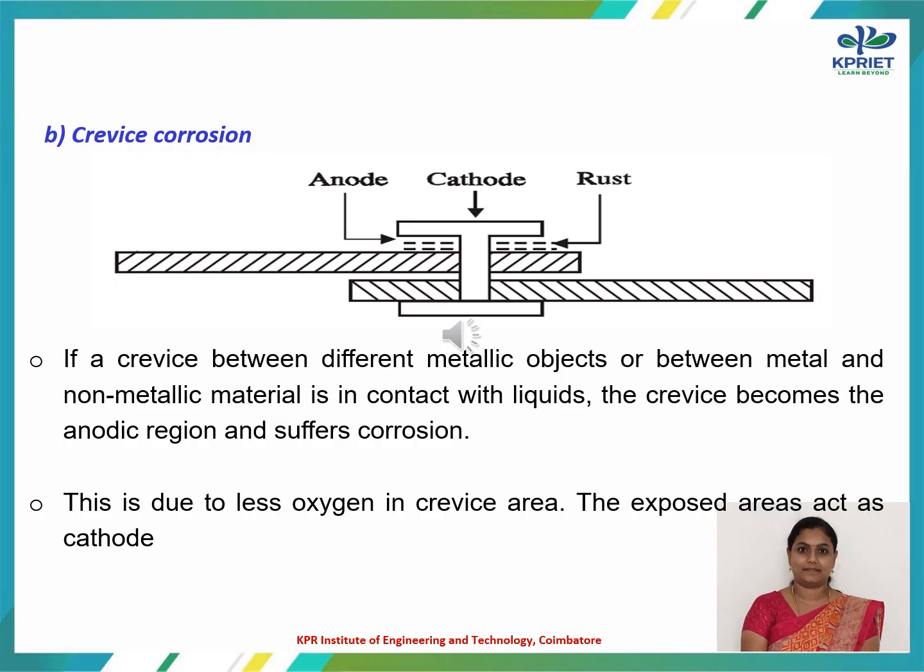The second type of differential aeration corrosion is crevice corrosion. If a crevice between different metallic objects, or between a metal and a non-metallic material, is in contact with a liquid, the crevice becomes the anodic region and suffers corrosion. This is due to less oxygen in the crevice area. The exposed areas act as a cathode.